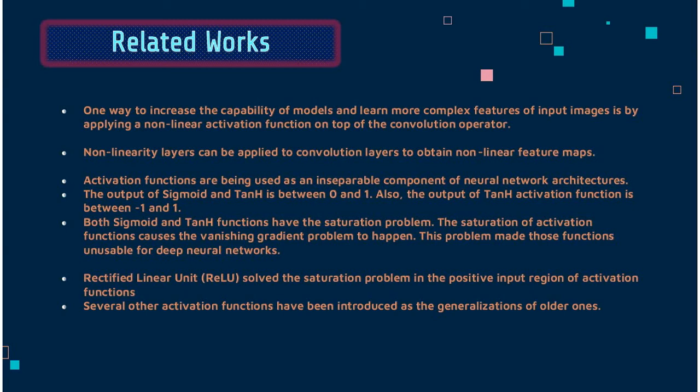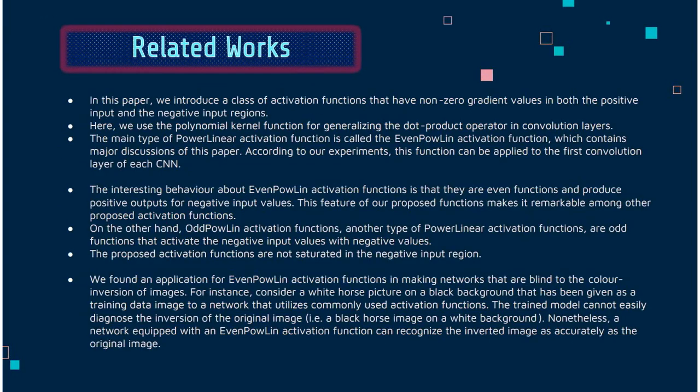In this paper, we introduce a class of activation functions that have non-zero gradient values in both positive and negative input regions. Here we use the polynomial kernel function for generalizing the dot product operator in activation layers.